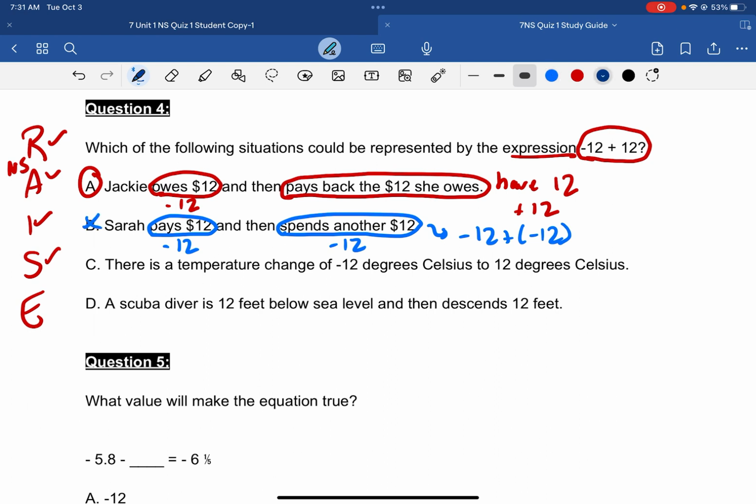Choice C, there's a temperature change of negative 12 degrees. So it's a change of negative 12 degrees. It tells you negative right there. To, now this is important. That word to means not that it's a change, but that that's the final result. So we would end up writing it like this. We're going to have equals 12 total. We have a change of negative 12. What can we add to negative 12 to get positive 12? If you're not sure, the answer there is positive 24, which is definitely not the expression that we're looking for. So it's not choice C either.